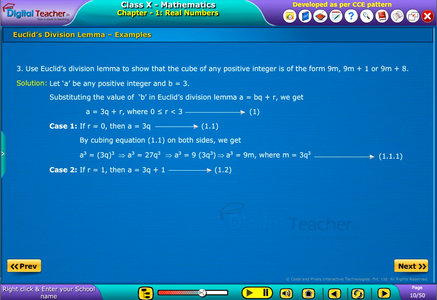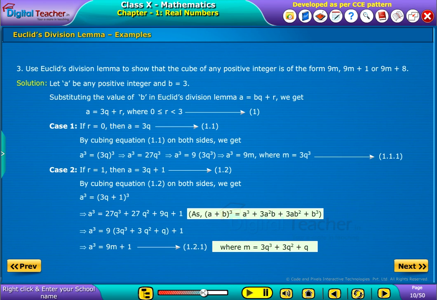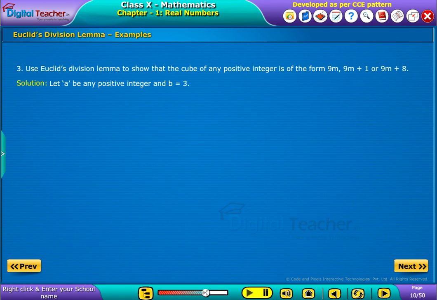Case 2. If r equals 1, then a is equal to 3q plus 1. By cubing equation 1.2 on both sides, we get a cube is equal to 3q plus 1 whole cube. As it is in the form of a plus b whole cube, we expand it as shown. Now, by further solving, we get a cube is equal to 9m plus 1. Let us represent it as equation 1.2.1, where m is equal to 3q cube plus 3q square plus q.